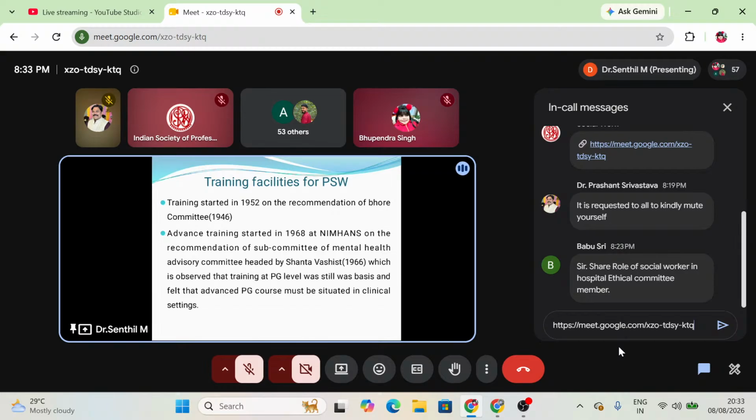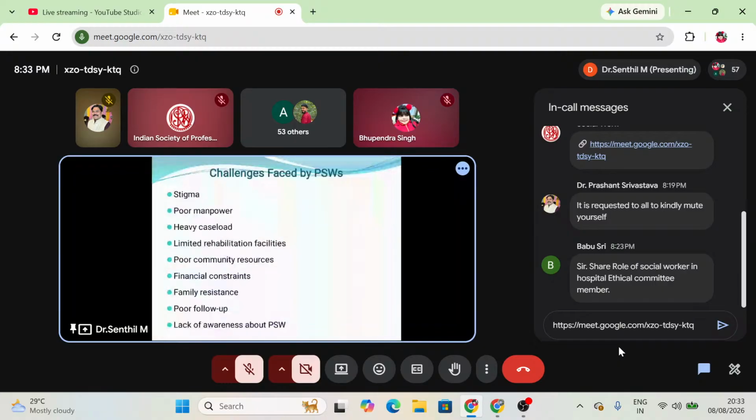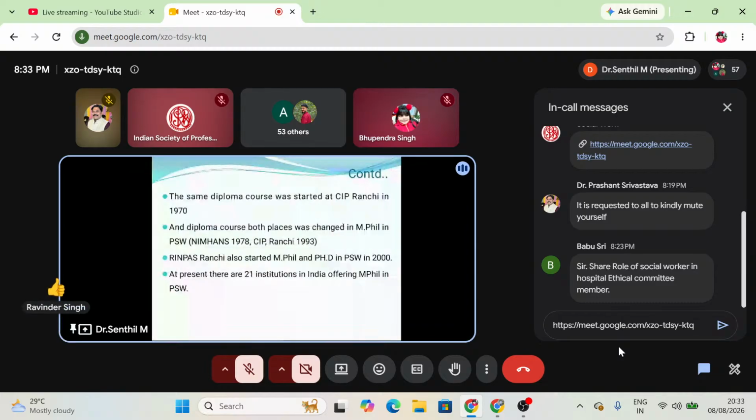Now the nomenclature has changed. So one can definitely consider. You can see here, I have mentioned RINPAS also, but they are offering an MPhil program. Where Bhupender sir is working in Haryana, there is also an MPhil in psychiatric social work. So the scope is very much there.